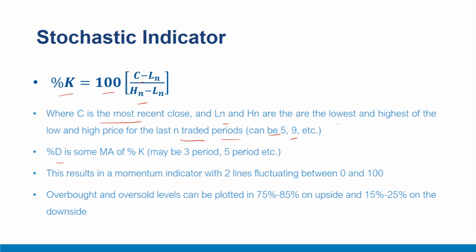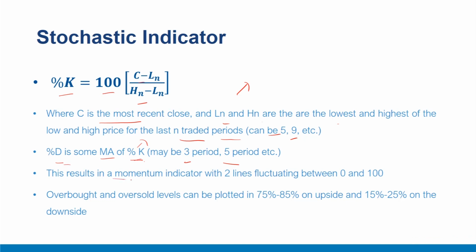Now, %D is a moving average of %K. It can be a 3-period moving average or a 5-period moving average of %K. Since %D is the moving average, the %K line is quicker and faster in absorbing information, while %D is slower because it is the moving average of %K.